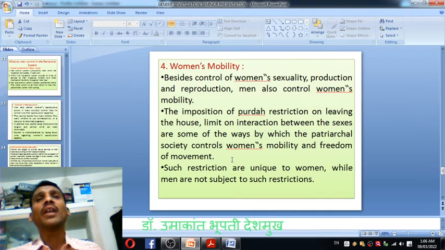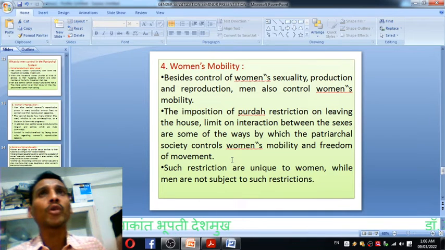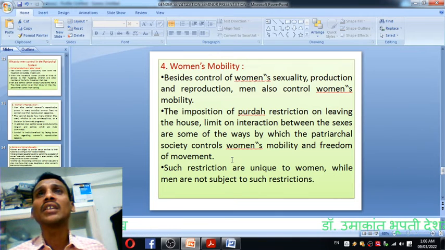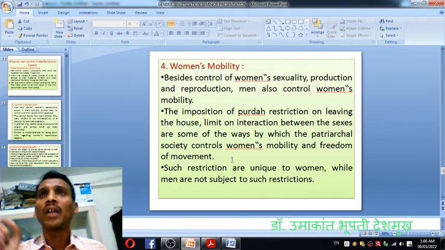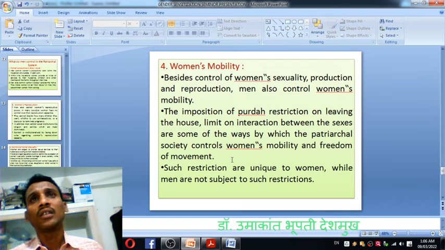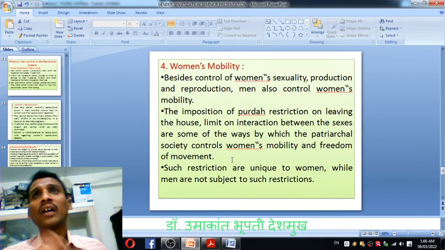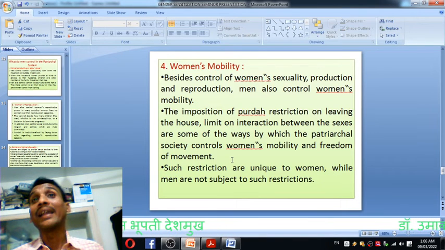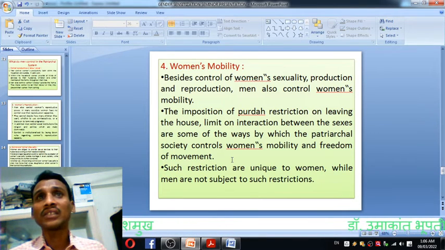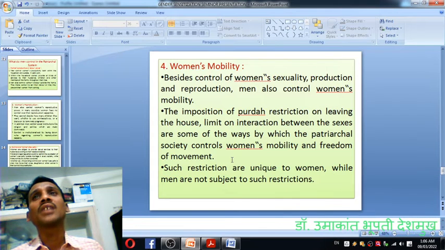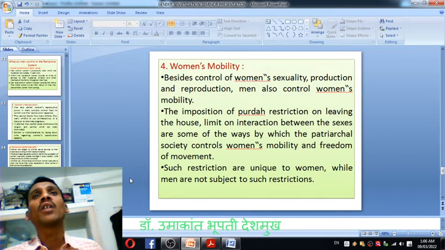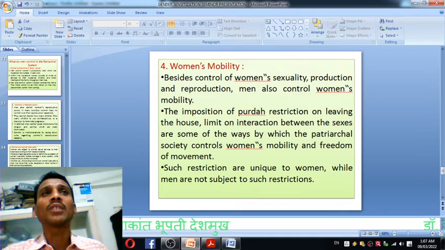The fourth way by which men control women is women's mobility. Besides control of women's sexuality, production and reproduction, men also control women's mobility. The imposition of purdah, restrictions on leaving the house, and limits on interaction between the sexes are some of the ways by which patriarchal society controls women's mobility and freedom of movement. Such restrictions are unique to women, while men are not subject to such restrictions.